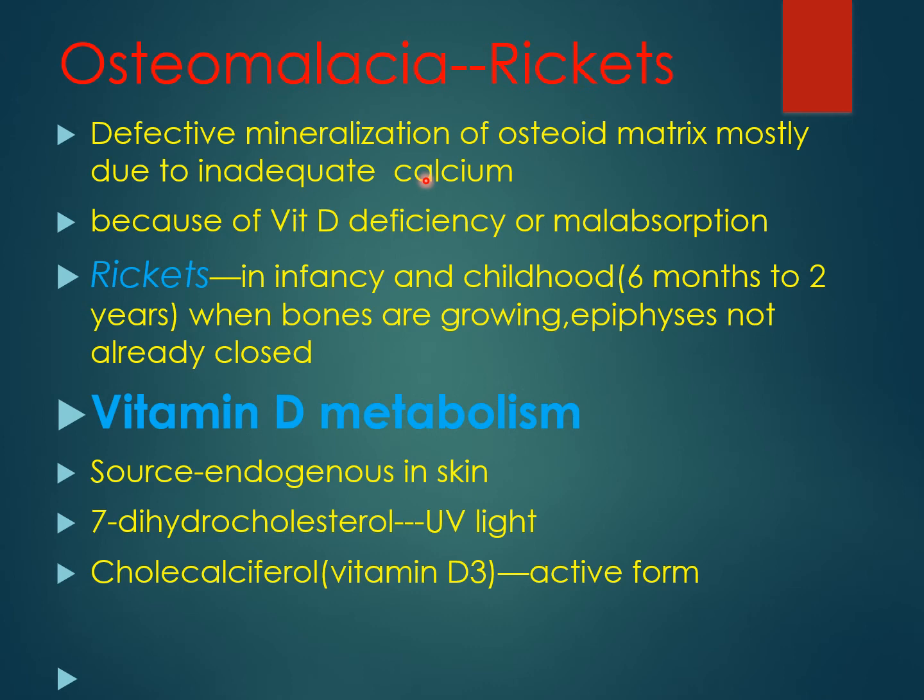Now, if you remember, in osteoporosis, mainly it is the defect in the laying down of bone because of the decreased osteoblastic activity that supervenes. Whereas in this case, there is less amount of calcium and phosphorus to mineralize the osteoid matrix. Before we move on to the pathogenesis and morphological features of rickets and osteomalacia, let's talk about vitamin D metabolism in a nutshell.